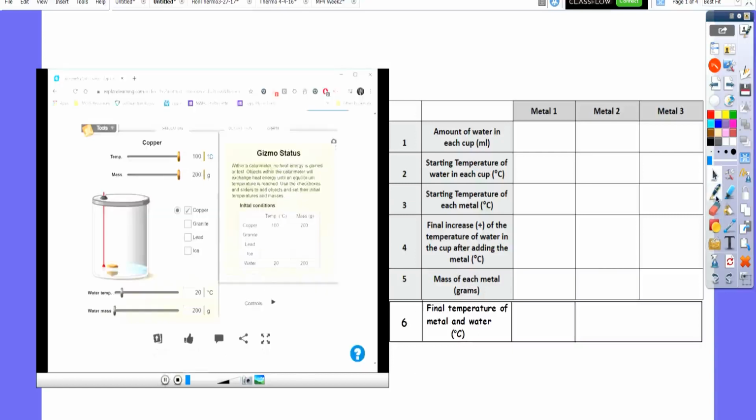I'm using a 200 gram block of copper at 100 degrees Celsius. So where is it? Mass of each metal in grams. My metal one is 200 grams. And the starting temperature of my metal here is going to be 100 degrees Celsius, 327 degrees Kelvin. Then it also asked me for the starting temperature of my water. So my water, I've set it to start at 20 degrees Celsius.